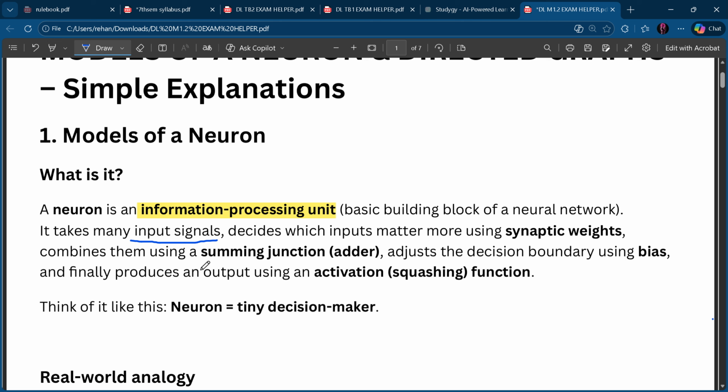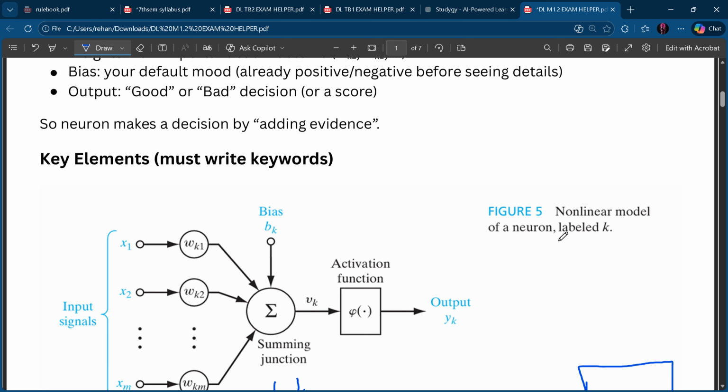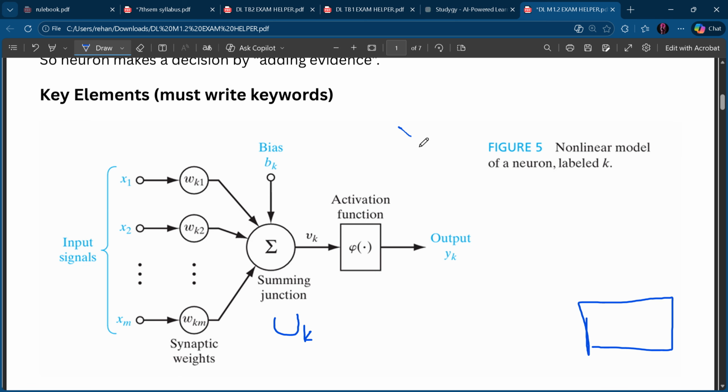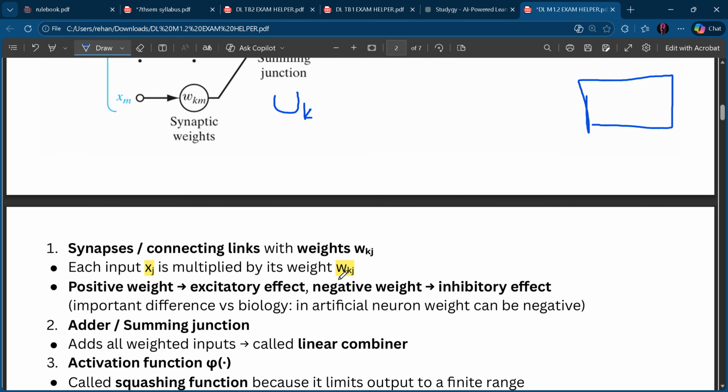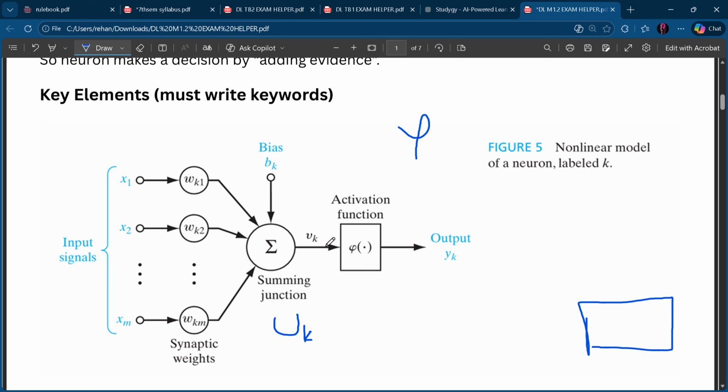Combines them using a summing junction. That is add. That is, summing is nothing but the summation junction, denoted by uk. You can say um also. Adjust a decision boundary by bias. Okay, and finally produce an output using an activation function. Okay, so here this omega thing you see is our activation function. vk, bias is bk. Then bias along with this uk, so uk plus bk is nothing but this vk. Okay, then that is sent to the activation function.